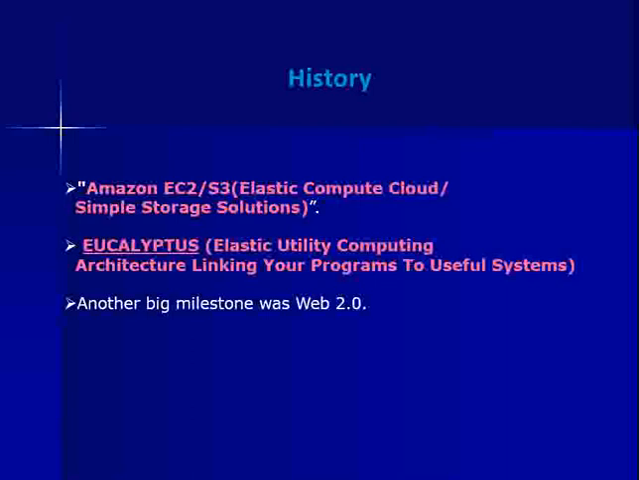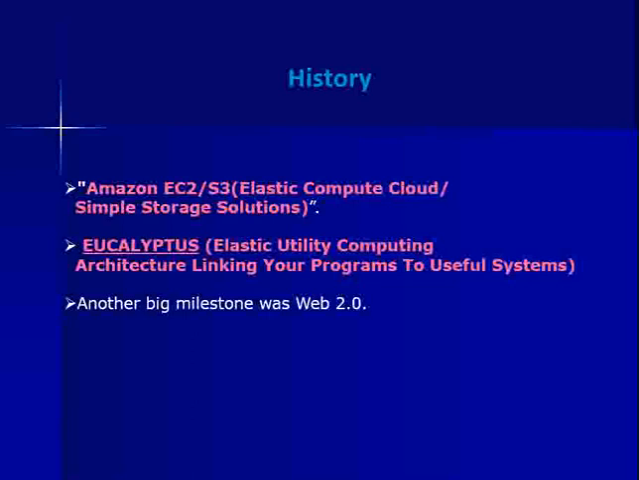They are as follows. The first is Amazon EC2 and S3, which stand for Elastic Compute Cloud and Simple Storage Service, developed in 2002, which provided a suite of cloud-based services including storage, computation, and even human intelligence through Amazon Mechanical Turk.